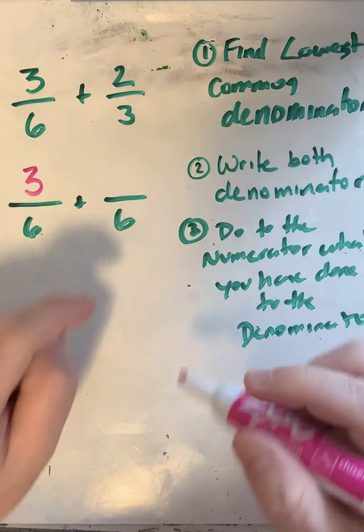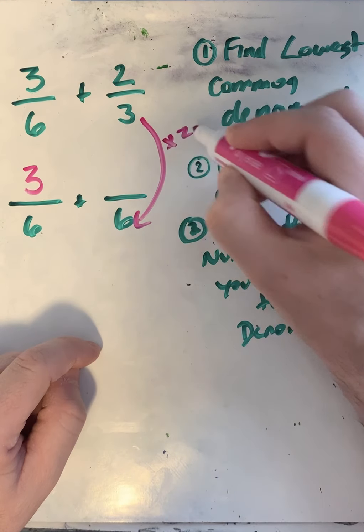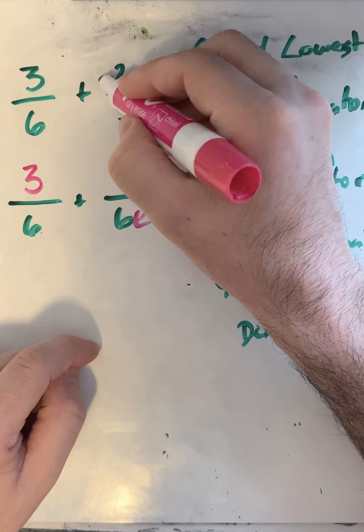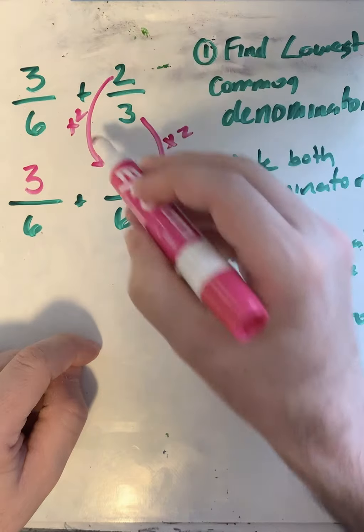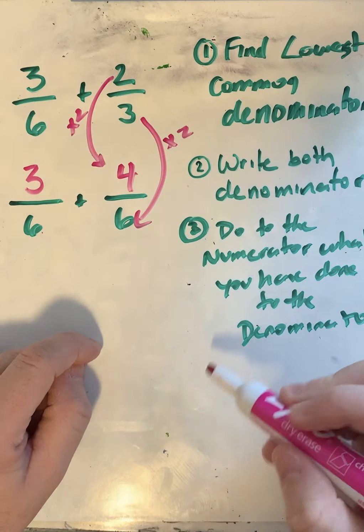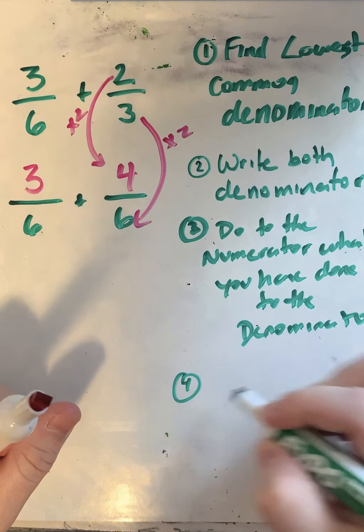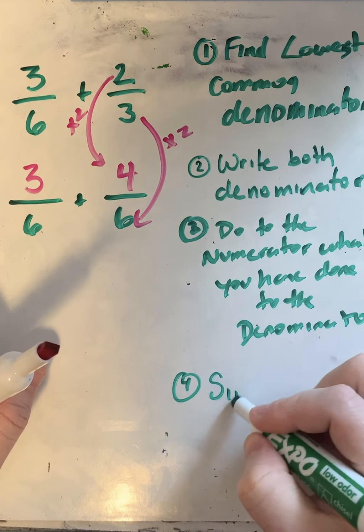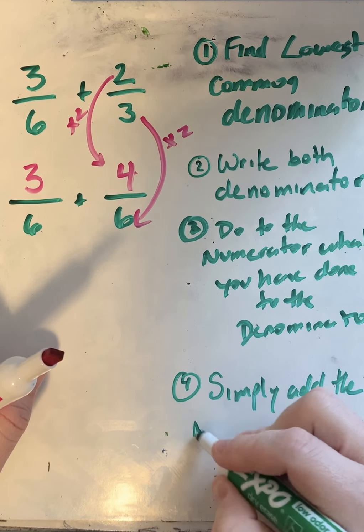But here, how did I get from 3 to 6? I multiplied by 2. So then the numerator is also going to have to be multiplied by 2. So 2 times 2 is 4. And that leads us to our next step, which is step 4. Simply add the numerators.